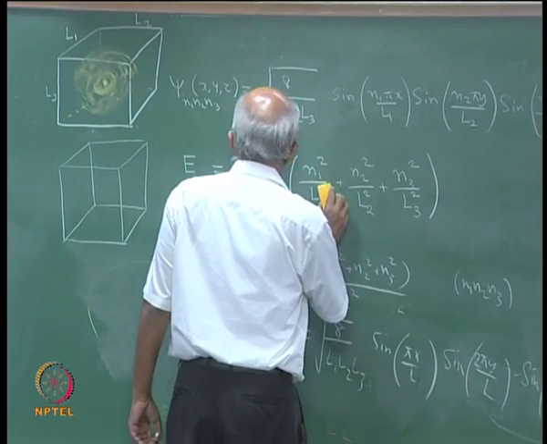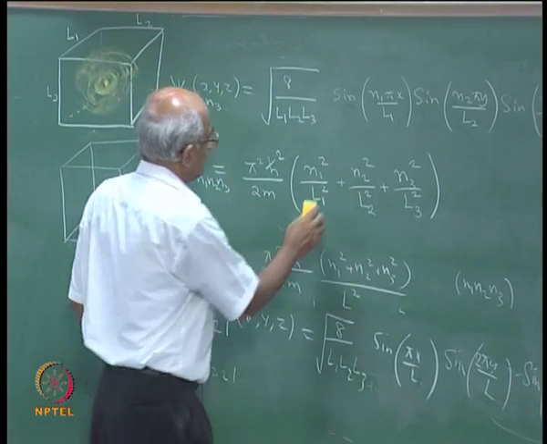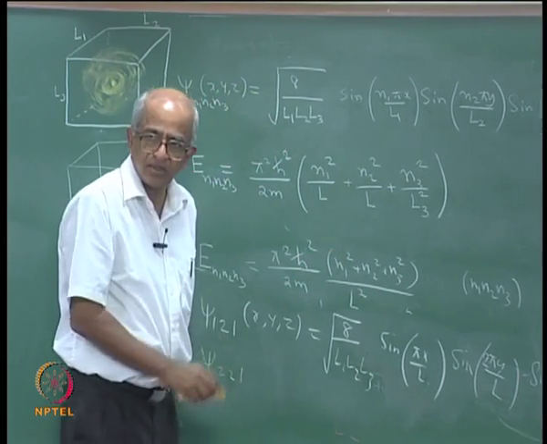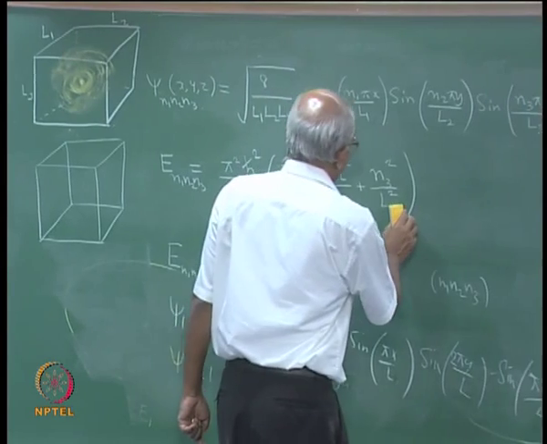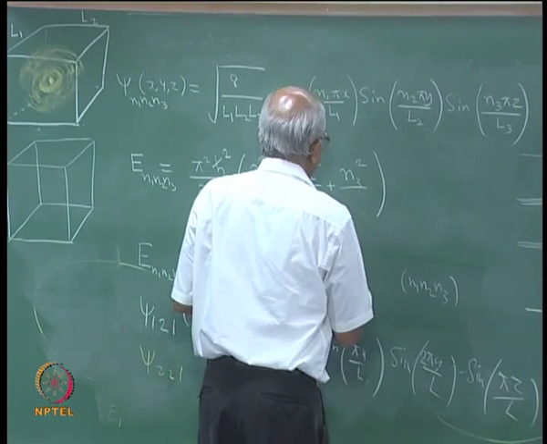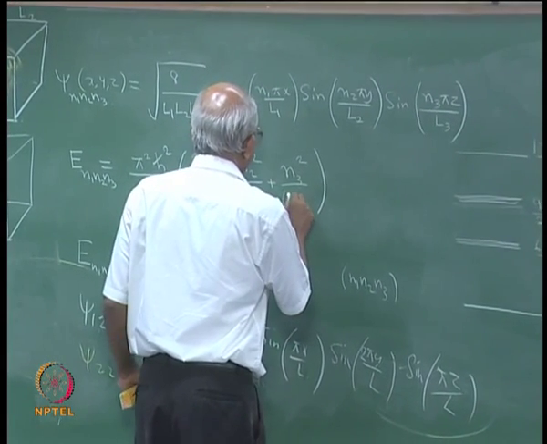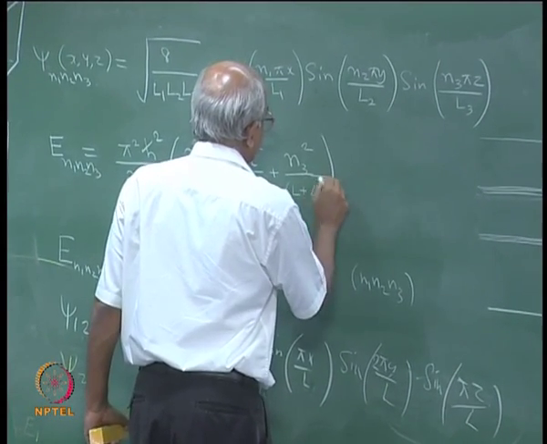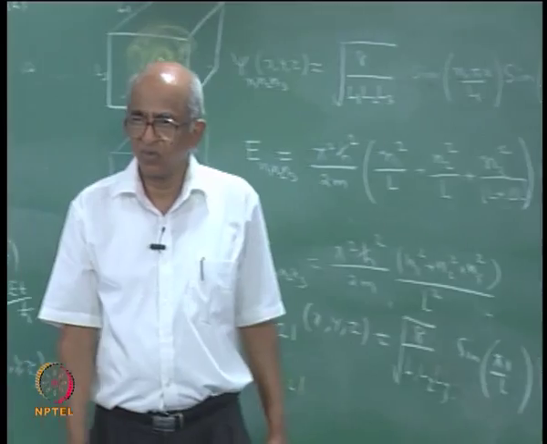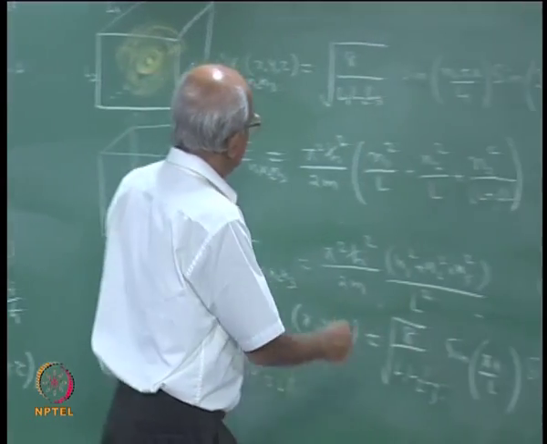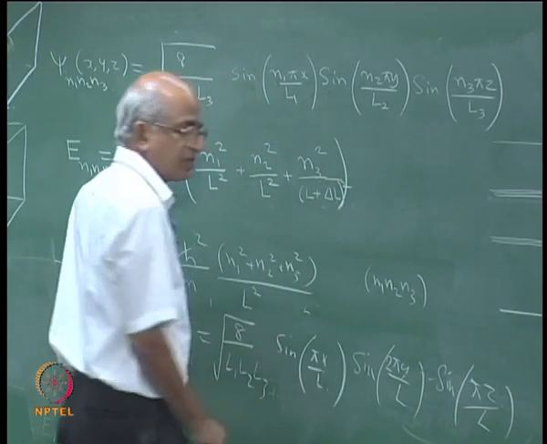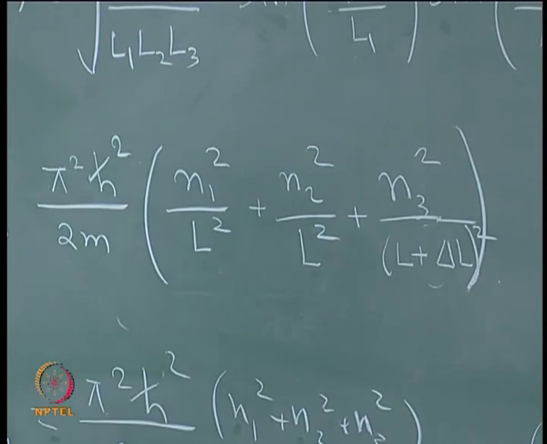What we are saying is that this is our general expression, L1 is equal to L2, but L3 is a little bit different. So, L3 is slightly larger than L by an amount which I shall denote as delta L. So, this is L square, that is L square, and this is (L plus delta L) square. So, what will happen to the energy levels?